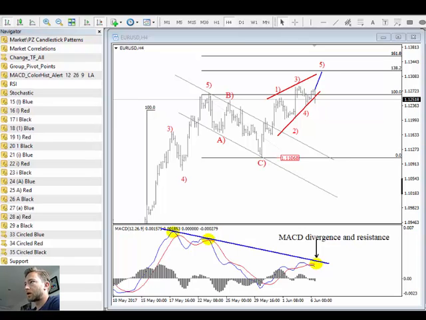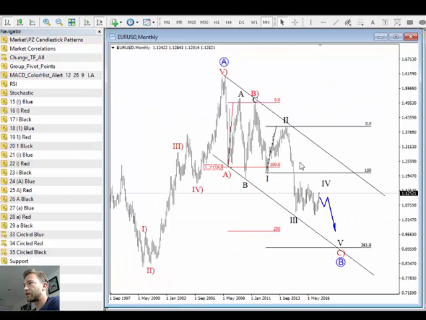It's time for a new intraday video. We will take a look at euro dollar. Firstly, let's take a look at the larger time frame.